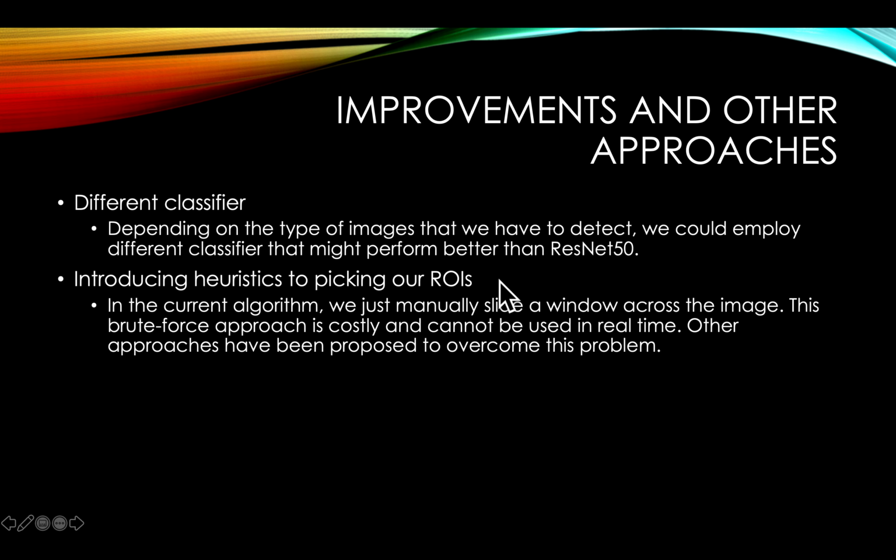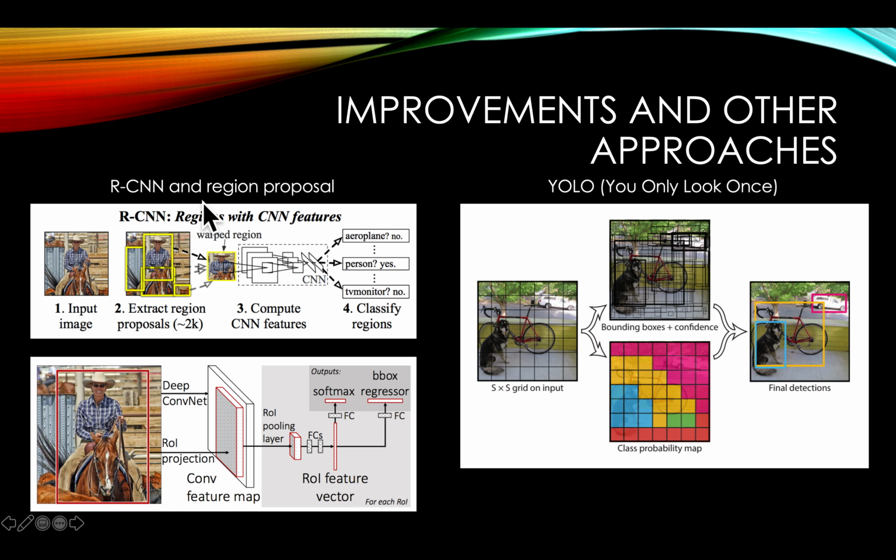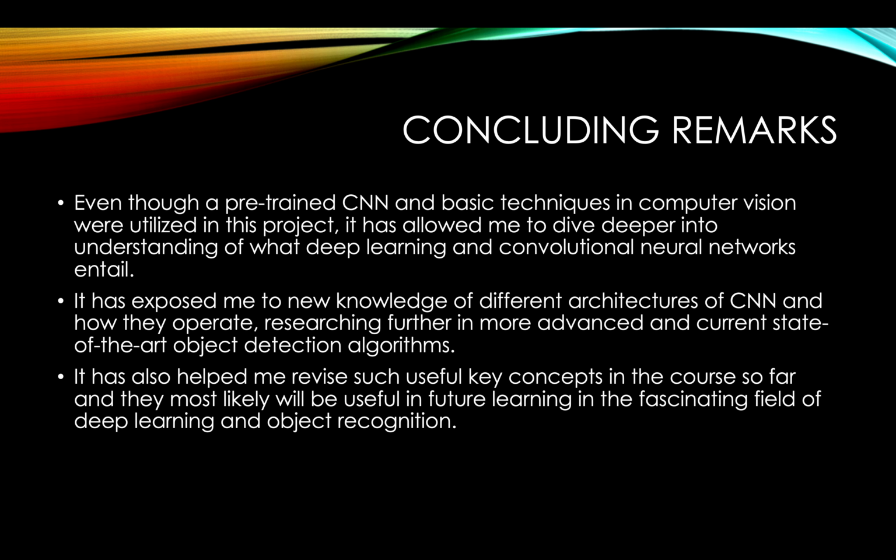Improvements: we probably could use a different classifier and also introduce heuristics to picking the region of interest, and other approaches that could perform faster. We've got RCNN, which is region CNN, and the new state of the art, which is YOLO, you only look once algorithm. Concluding remarks: even though I used a pre-trained CNN, basic techniques in computer vision were utilized in this project, and it has allowed me to dive deeper into understanding of what deep learning convolutional neural networks entail.